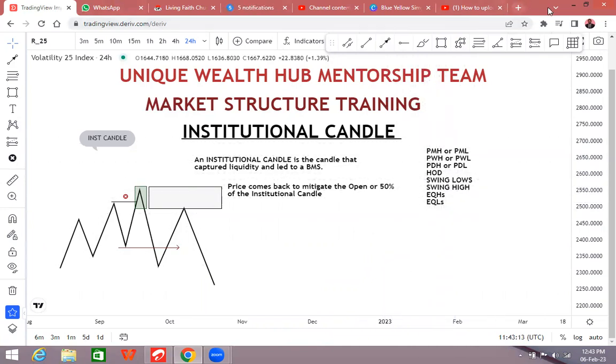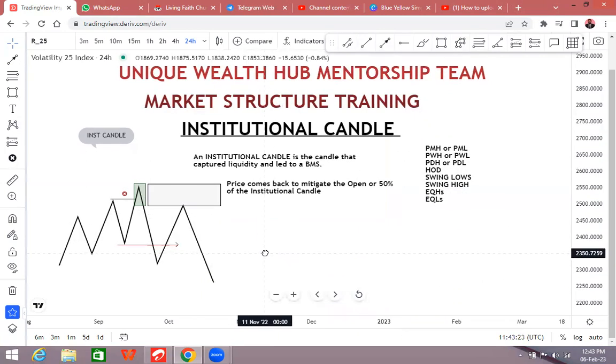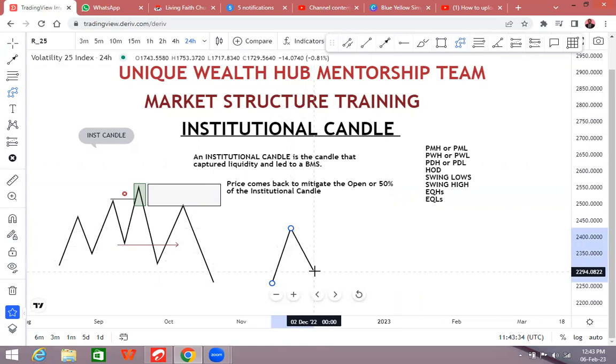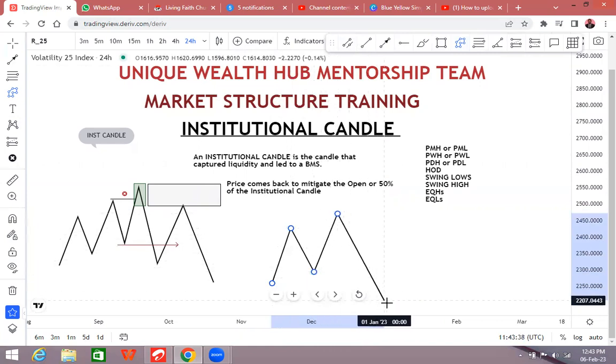Let me just show you something. We'll still get there. So we have something like this. Let's say we are bullish again, and the price gives us this, clears this, and then price goes down.